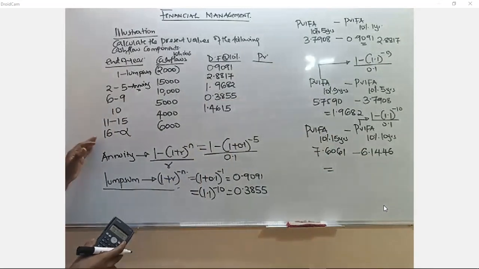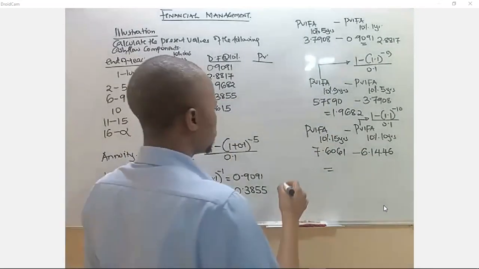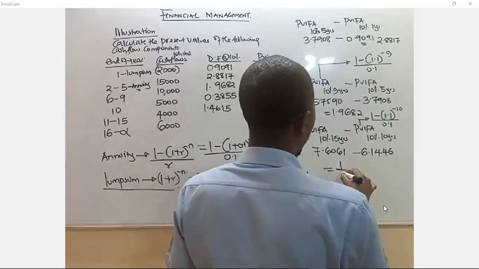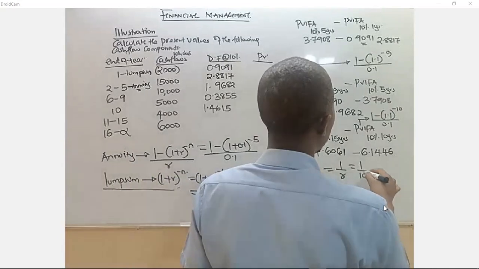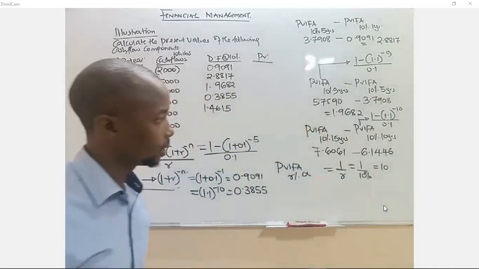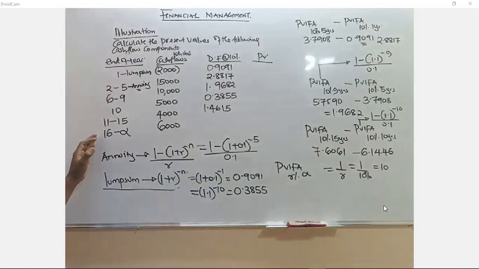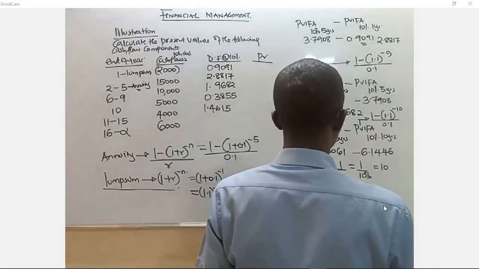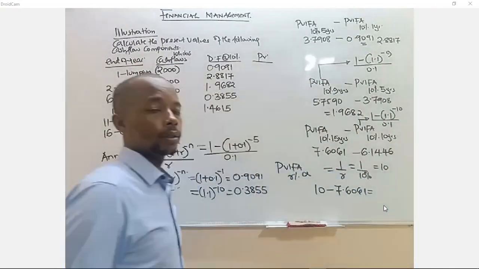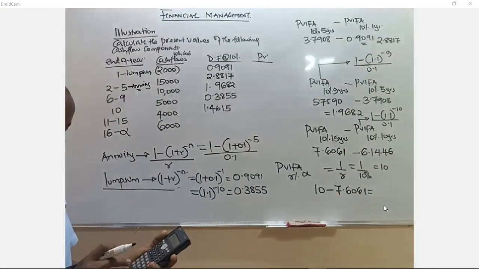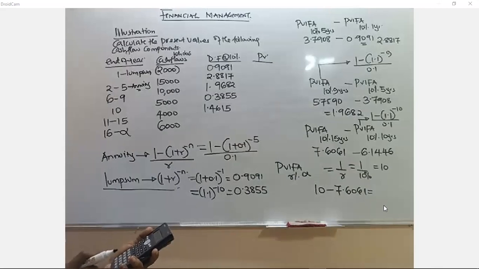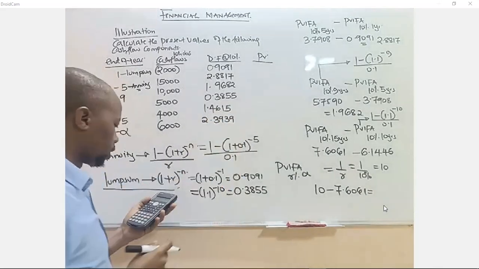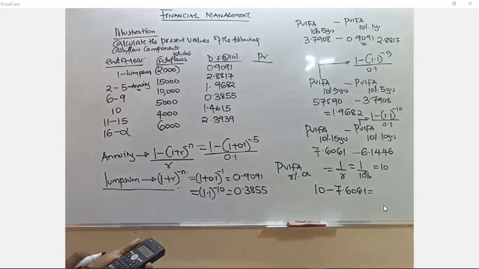Let us go to the last one. To get the present value interest factor annuity, r percent, to infinity, we are going to be taking 1 over r. So it will be 1 over 10%, which is equivalent to 10, right? Then from this one we subtract 15 years. So 15 years, you have it here. So it will be 10 minus 7.6061, and you are getting 2.3939.